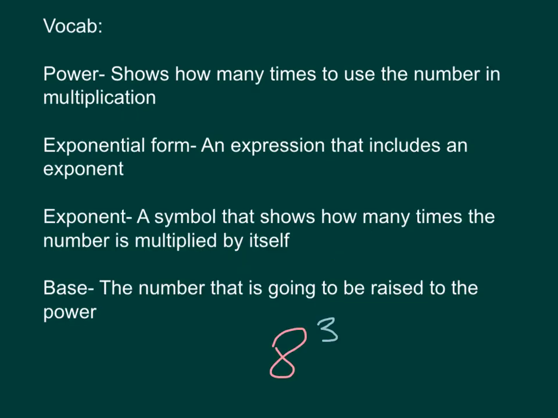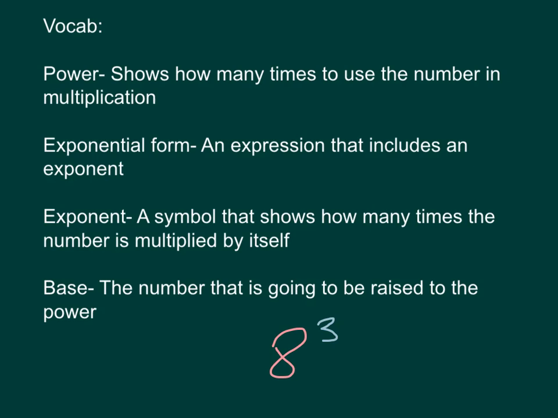We have 4 vocab words. Power, which shows how many times to use the number in multiplication. Exponential form is an expression that includes an exponent. An exponent is a symbol that shows how many times the number is multiplied by itself. And a base is the number that's going to be raised to that power.